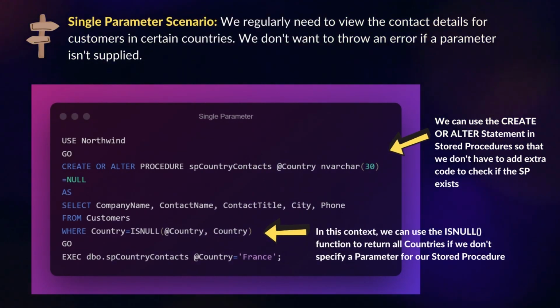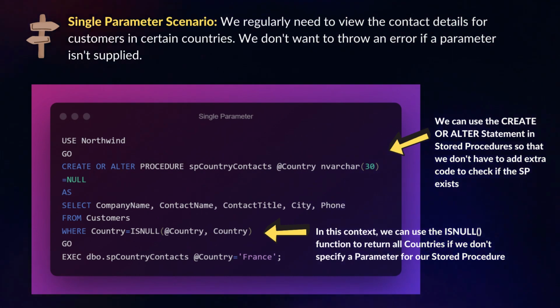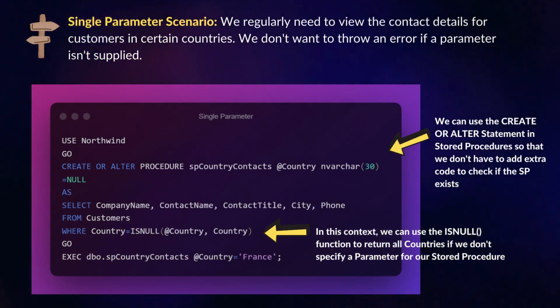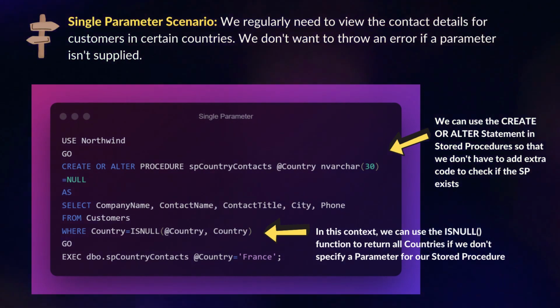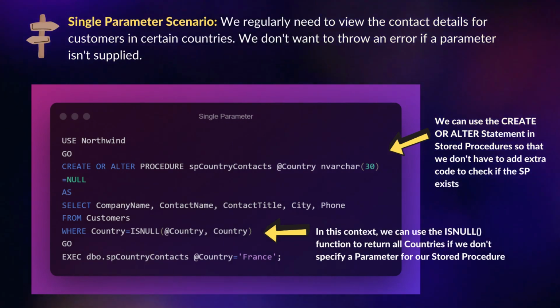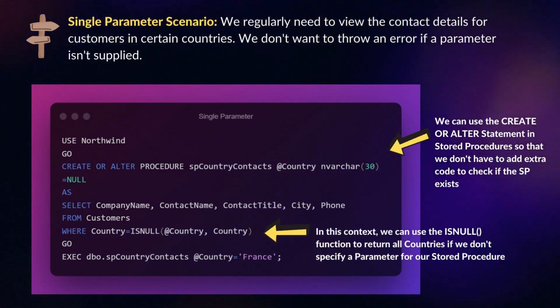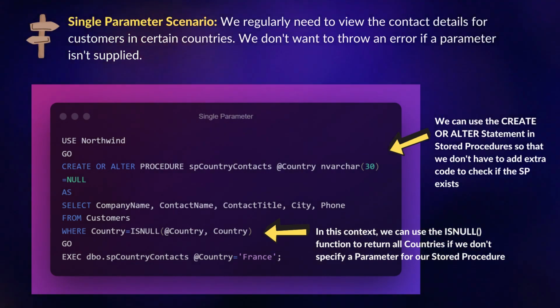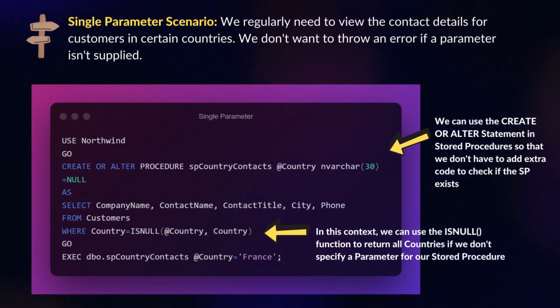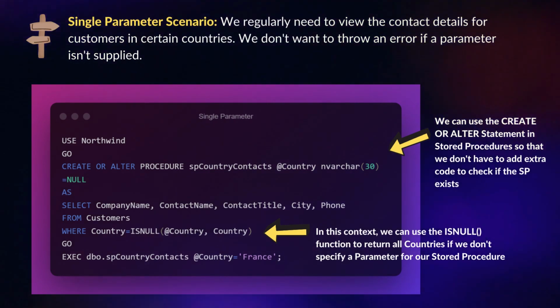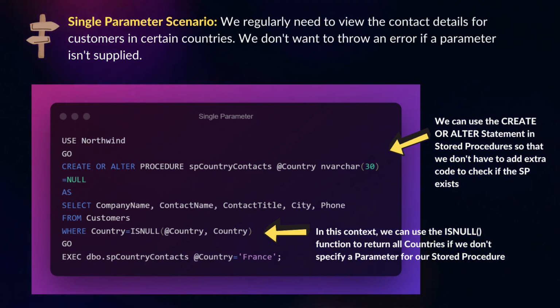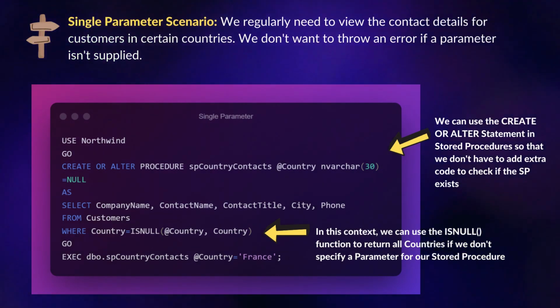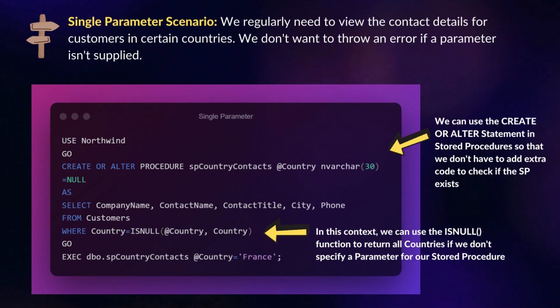So first of all, we want to look at single parameter stored procedures. Now, we've got a scenario. So we or people in our team regularly need to view the contact details for customers in certain countries. However, if we use a standard stored procedure with a parameter and don't use the isNull functionality that I'll cover, we would throw an error if someone forgot or didn't want to specify a parameter. But we can get around that.